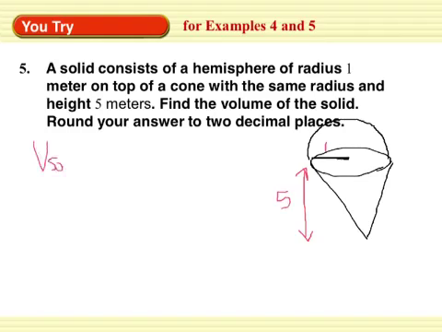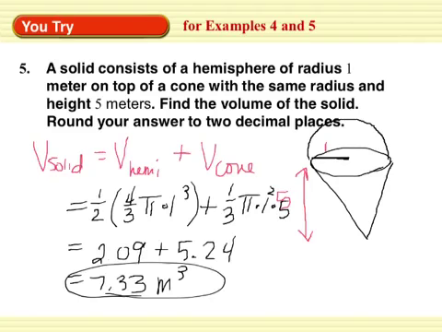So the volume of the solid equals the volume of the hemisphere plus the volume of the cone. Go ahead and try it on your own. The volume of the hemisphere is half of the volume of a sphere, so 1/2 times 4/3 pi r cubed. The volume of the cone is 1/3 pi r squared times h. So plug in all the things we know and add them together, and you get the volume of your chocolate ice cream cone, which would be 7.33 meters cubed.